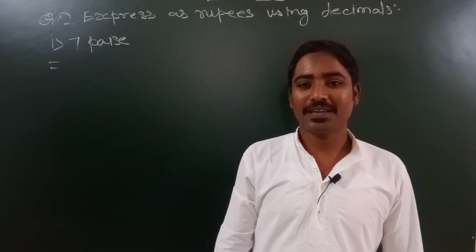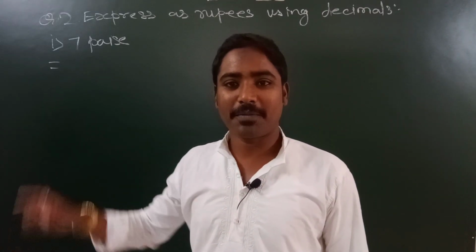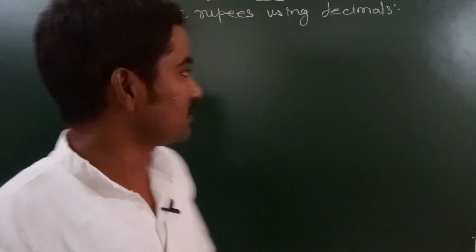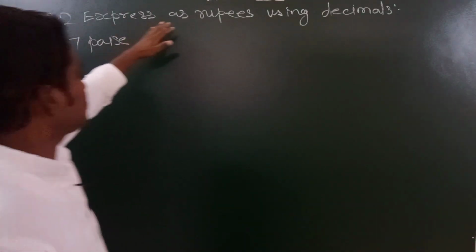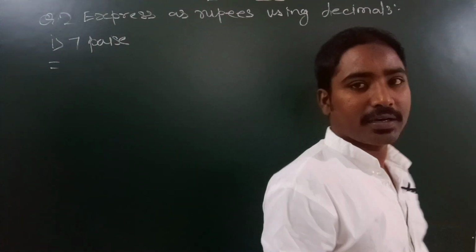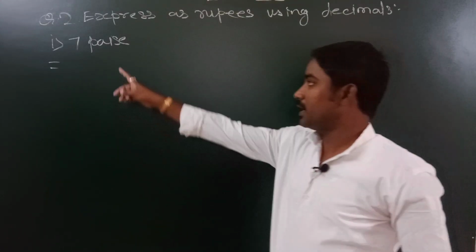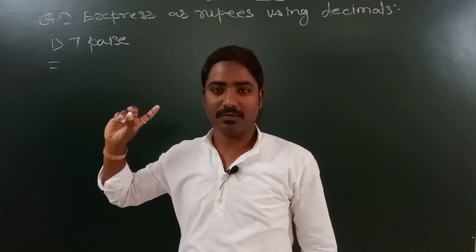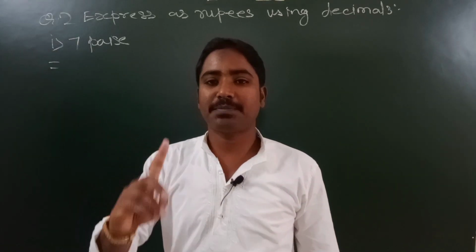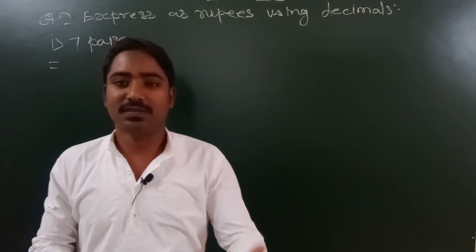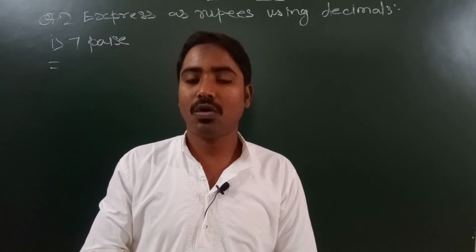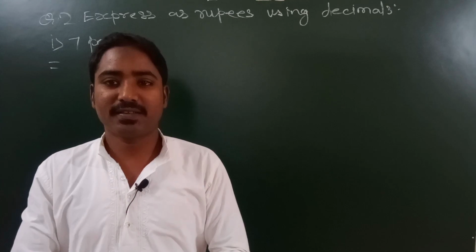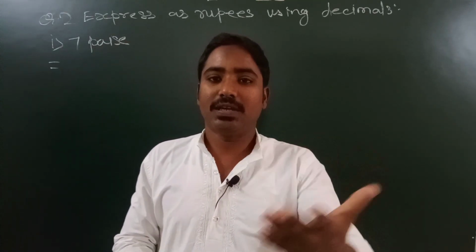So in today's session, we will solve question number 2 of exercise 2.5. Here the question states that you have to express as rupees using decimal. Whatever amount has been given here is in paise, as you can see written. Now you have to express the same in rupees using decimal. So how to express the given paise in rupees, today we will understand and see how to solve.